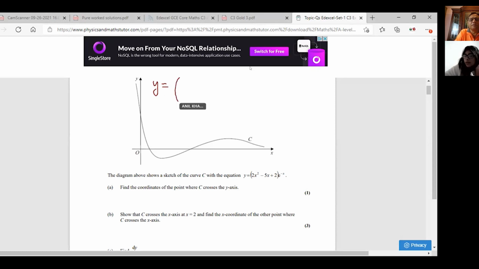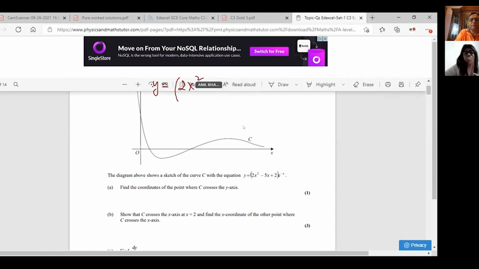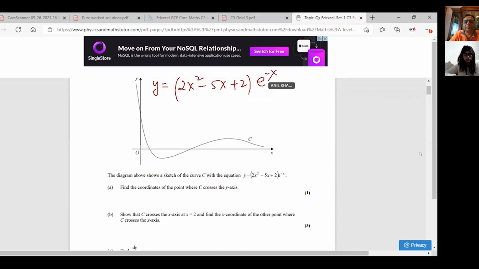So that would be 0, 2. E to the power minus x. Okay, that's your equation. Find the coordinates of the point where C crosses the y-axis. So on the y-axis, x is 0. Let's put 0 here. So we get 2 here, and e to the power of 0 will be 1. Anything to the power of 0 is 1. So we get 2 there, right? So this point is 2, correct?